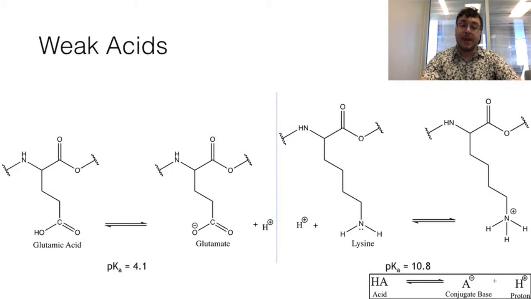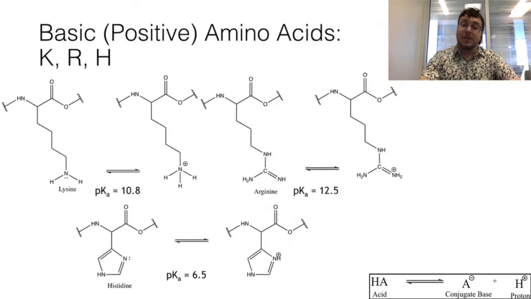Lysine's R group has a pKa of 10.8. Its conjugate base is on the left side of this equilibrium, and the acid is on the right. Basic amino acids are ones which have an R group that is protonated whenever the pH is below their pKa value. So whenever pH is greater than pKa, the R group is neutral, which is in the conjugate base or A- form. Whenever pH is less than pKa, the R group is positively charged and in the acid or HA form. Lysine and arginine are both positive at physiological pHs, while histidine has the ability to act as a buffer.